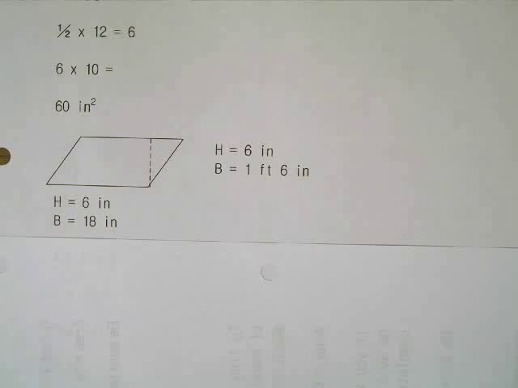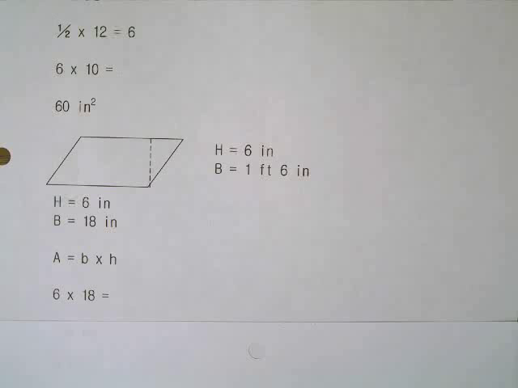Who knows the next step? Put your hand up if you do. I'm waiting for somebody else besides those who have had their hands up all this time. Dustin. Say it loud so everyone can hear. 6 times 18. You take 6 and multiply it by 18, which gives you 108 inches squared.